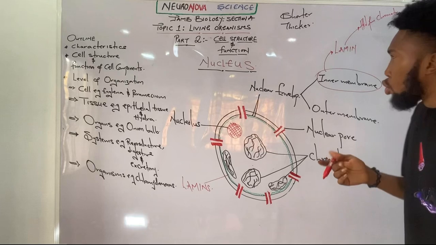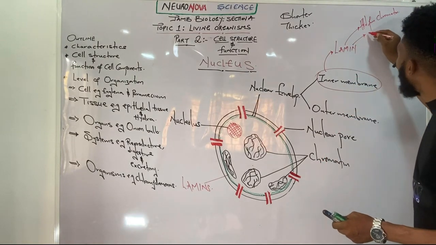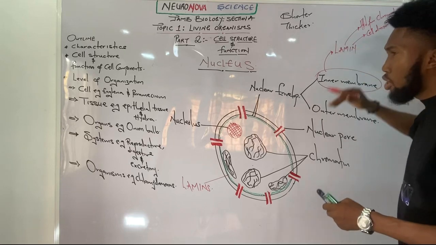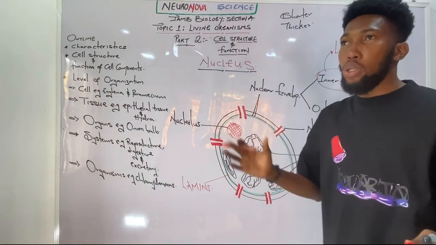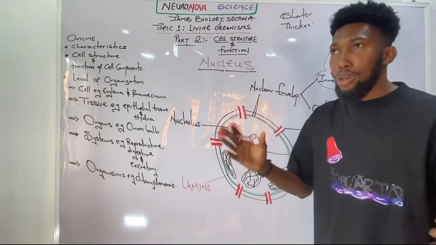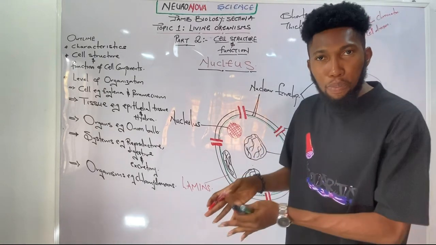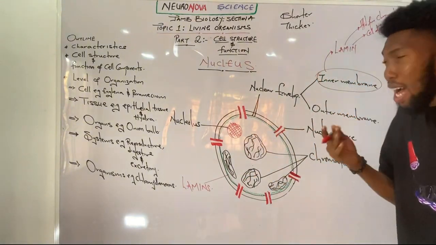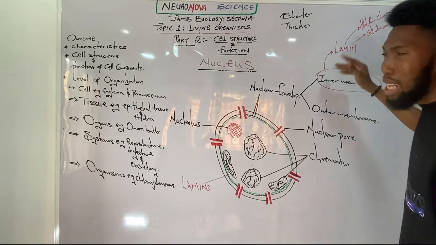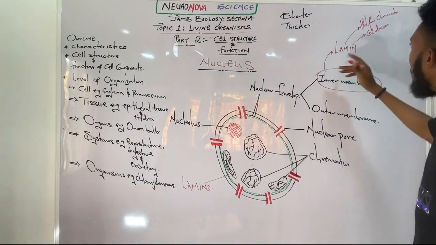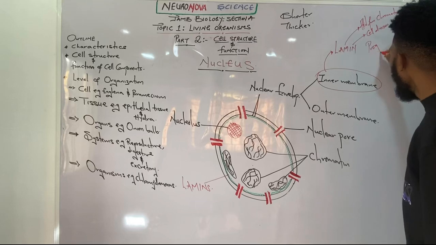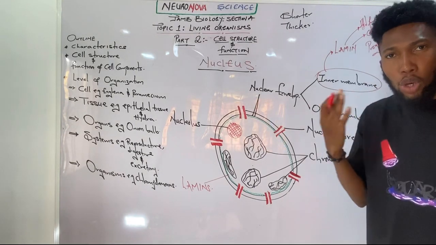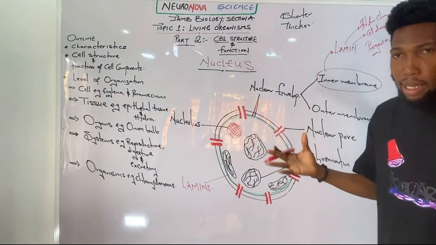Another thing lamin can do is that they also take part in cell division. They also aid in cell division. So when they just generally tell you that nucleus aids cell division, you can see that one of the components in the nucleus that is aiding that cell division is the lamin. In fact, there is a condition that arises from mutation in lamin that we call progeria. Some people call it the Hutchinson-Gilford syndrome.